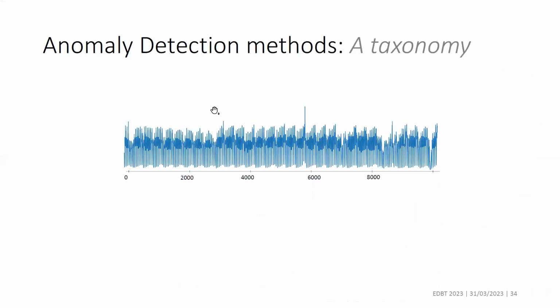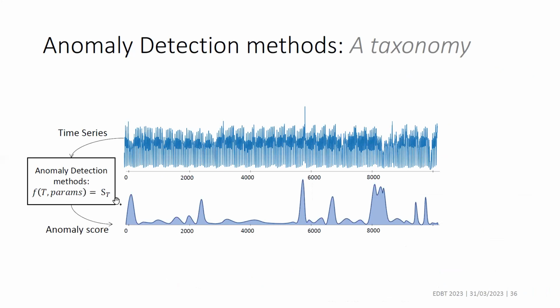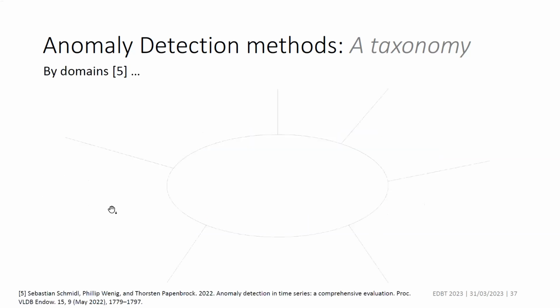A method, as a reminder, is a function that will take some parameters and, from the time series, compute an anomaly score. What is important is then to look at what kind of parameters this function needs to operate. First, we can propose a taxonomy of methods by domain, by community. Anomaly detection is something very old. People have proposed methods since the 60s, even before.